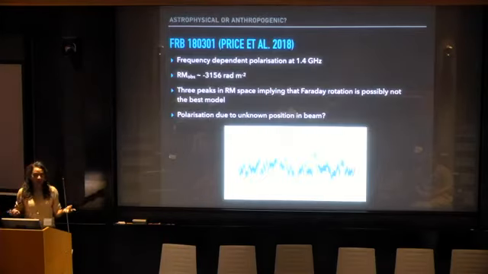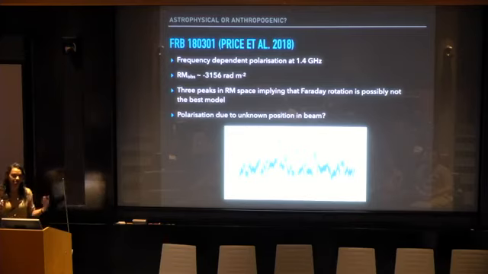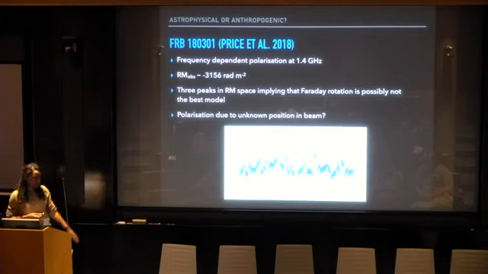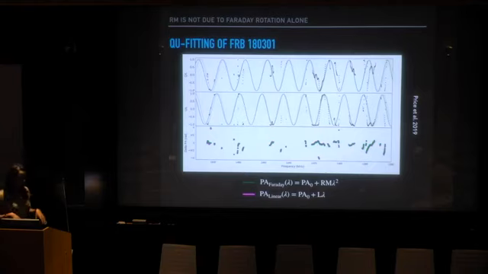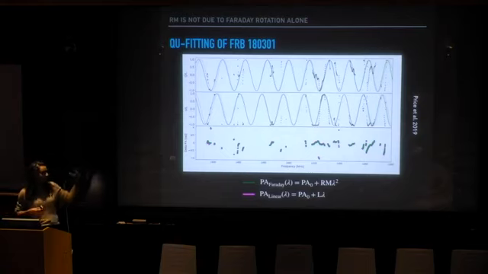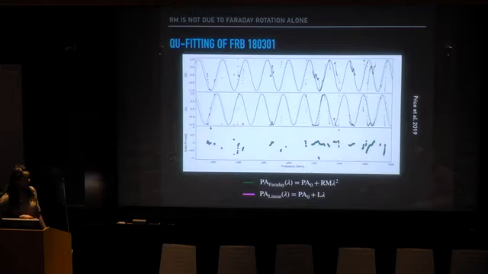The RM spectrum showed three distinct peaks, suggesting that maybe Faraday rotation alone is not responsible for the polarization structure that we're seeing. If you fit the Stokes Q and U vectors simultaneously in the lambda squared domain, you can see that neither a lambda squared fit nor a linear fit are good models to the data, and you can see that quite obviously from the residuals here at the bottom.